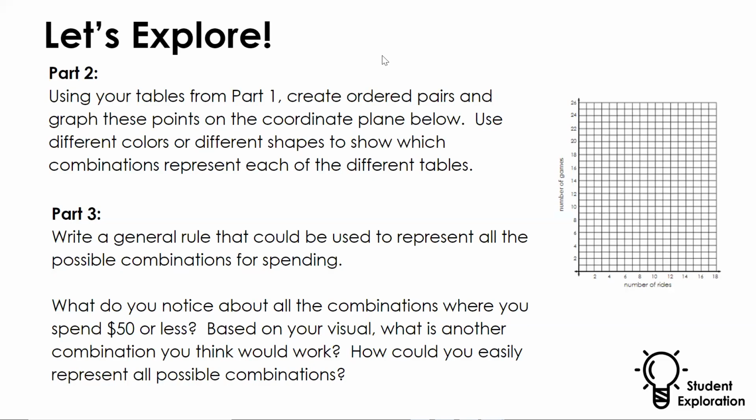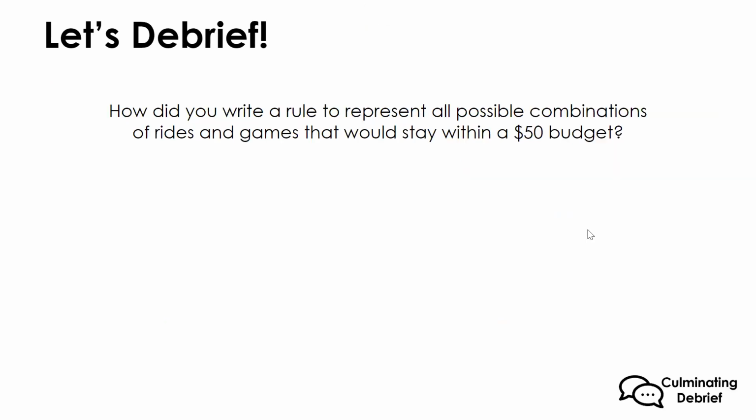What did you notice about all the combinations where you spent $50 or less? Is there any pattern that you found? Based on your visual, what is another combination you think would work? How easily could you represent all these combinations? So, how did you write out a rule? What was your rule that you came up with for part 3?